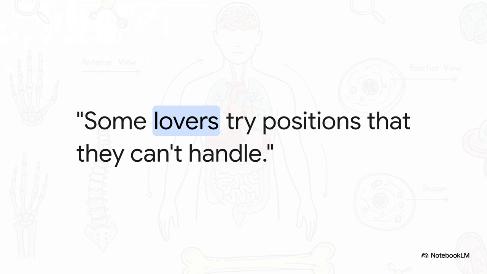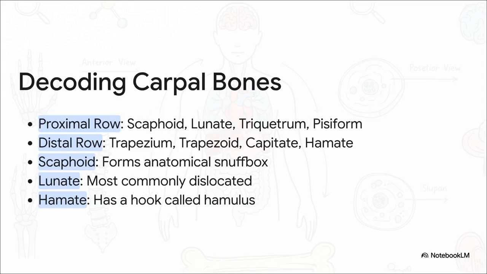To memorize this complex little cluster, medical students use a rather crude but honestly incredibly effective mnemonic. Some lovers try positions that they can't handle. Now, what's really interesting about this slide is how we decode that mnemonic. We move from lateral to medial, starting with the proximal row.